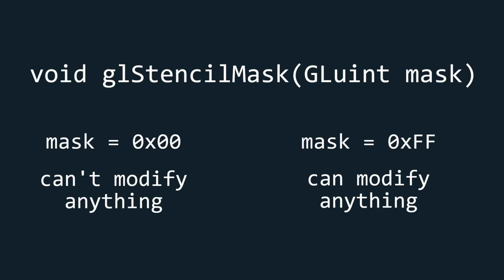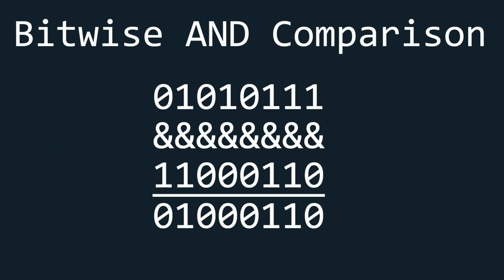First of all, we have the function glStencilMask that allows us to choose which parts of the stencil buffer we want to be able to modify. It simply takes a pixel from the mask and the corresponding pixel from the stencil buffer and applies a bitwise AND comparison on them. Keep in mind, each pixel has a byte of data, so 8 bits. A bitwise AND operation compares each bit with its corresponding counterpart and only outputs 1 if they're both 1.